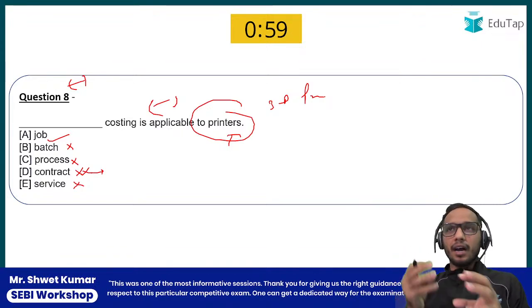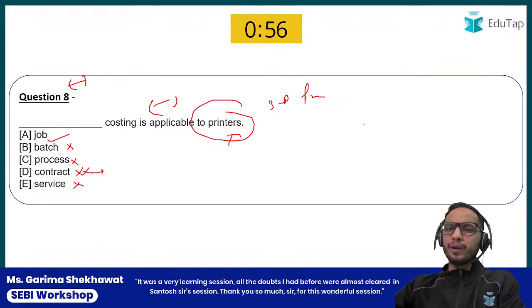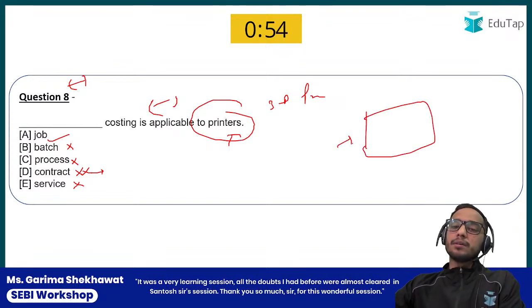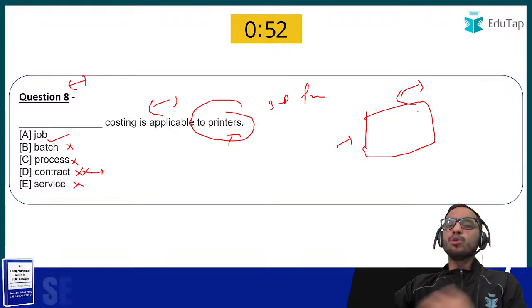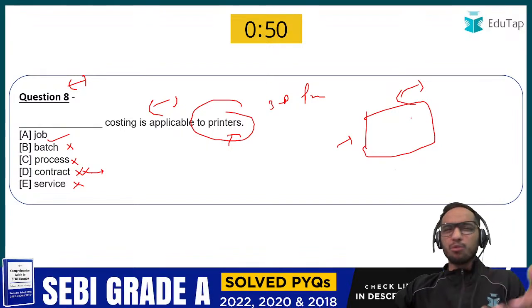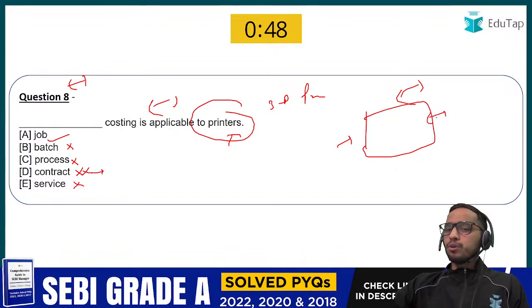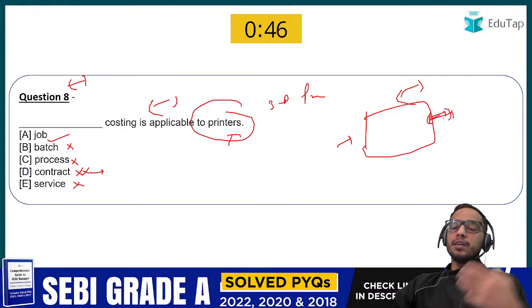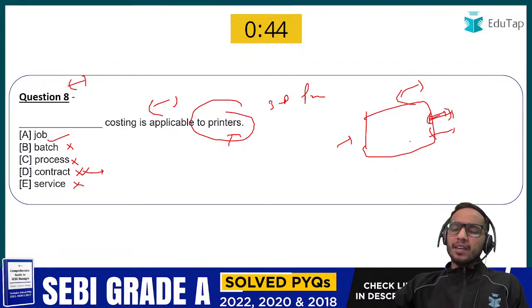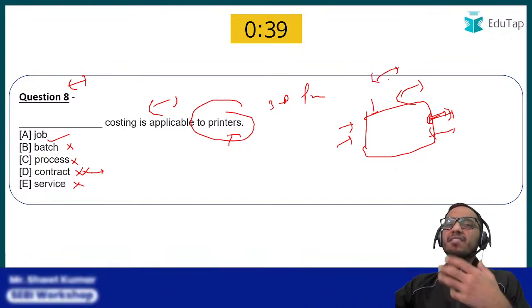Let's take another example. Suppose you have to print a certain design. I am going to make a design in the Canva app or Canva software. Then I am going to go to the printing shop and print it. So is this design applicable for each and every customer? No.